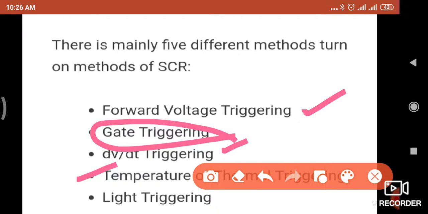When we increase the temperature up to a certain point, it may not damage, but when a high temperature is applied to the SCR, there is a possibility of damaging it. Next, the fifth one, light triggering. There is a separate system we have to design for applying light triggering. So out of these five, generally we prefer the second one. In our entire power electronics also, we apply this gate triggering only.